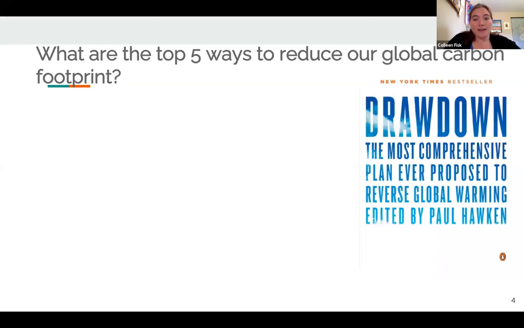And so another climate energy connection here is, I'm wondering if you can think about this before you answer this question. I want you to think about it so you're not all putting it at the same time. What are the top 5 ways to reduce our global carbon footprint? I want you to see if you can identify 2 of them. So put 2 of your guesses in the chat. What do you think they are?